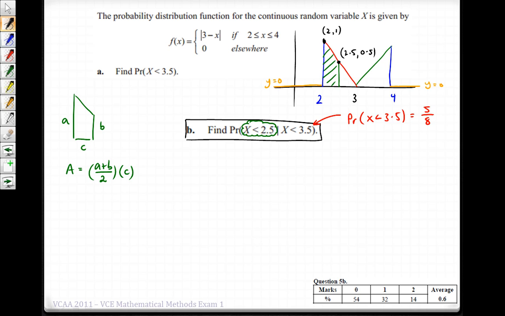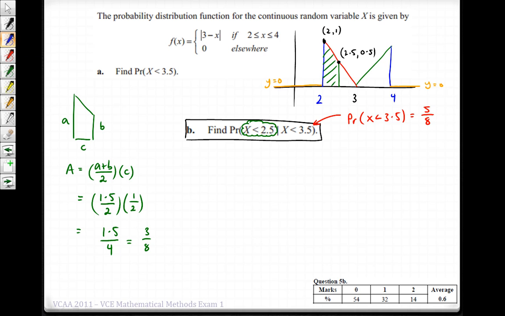So we should be able to go and write our area out as 1.5 on 2 by our C value, which is 0.5, which is the same as a half. So we should have that this is equal to 1.5 over 4, which is 3 on 8.